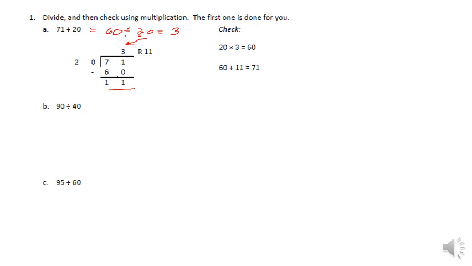We can write it as remainder 11, or we can put it in proper fractional form, which would be 11 20ths. The 11 comes from the remainder, the 20 comes from the divisor.